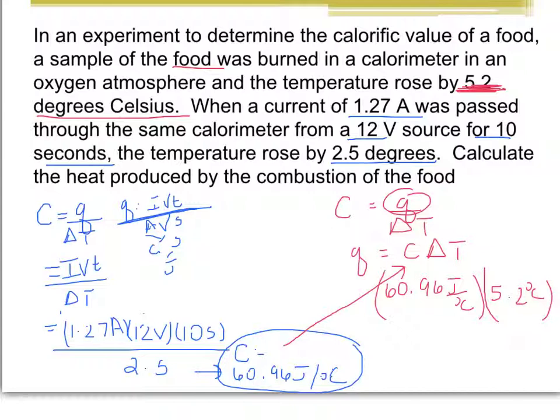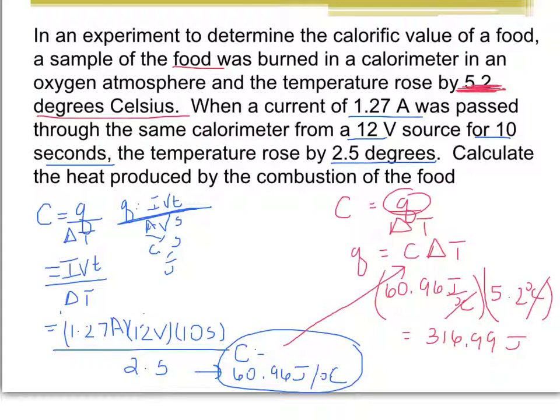and therefore our heat generated by our reaction is 316.99 joules because our degrees Celsius cancel. And so that is how we calculate the heat generated in a calorimeter experiment.